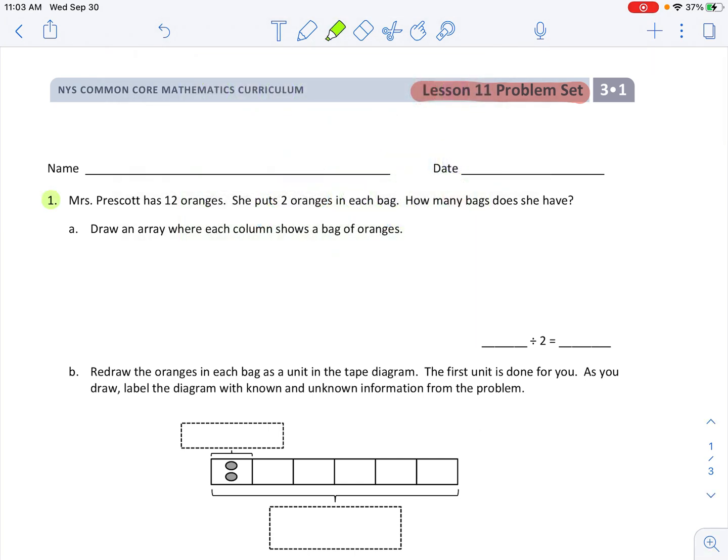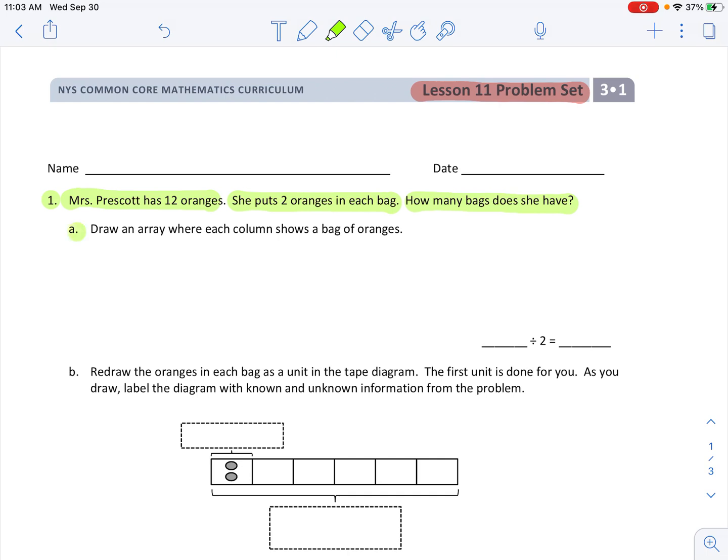Number 1, Mrs. Prescott has 12 oranges. She puts 2 oranges in each bag. How many bags does she have? So before we move on, let's just think about that picture in our head. She's got 12 oranges. See her 12 oranges, maybe in a basket or on the table or at the store. She puts 2 oranges in each bag. And how many bags does she have?